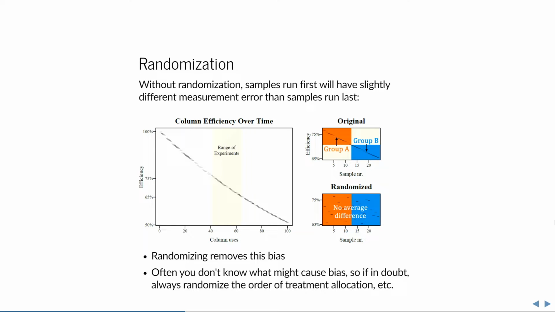But often you don't know what causes bias, and it could be very subtle, and it could be the sum of many different things that change over time. So whenever you're in doubt, always randomize the order of treatment allocation. And not just treatment allocation, but also the order in which you run your experiments.